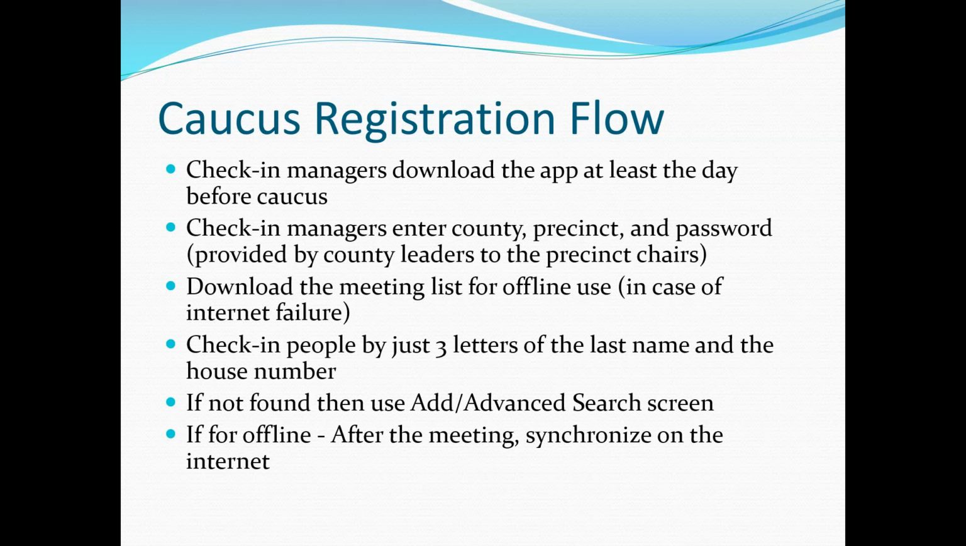Now, when you're at the caucus, you'll need to enter your county information, your precinct. All this information should come from your precinct chair, and there'll be a password that you're going to need. So download the meeting list for offline use in case the internet fails. You have to do this before you leave home just to make sure you have it on your system.